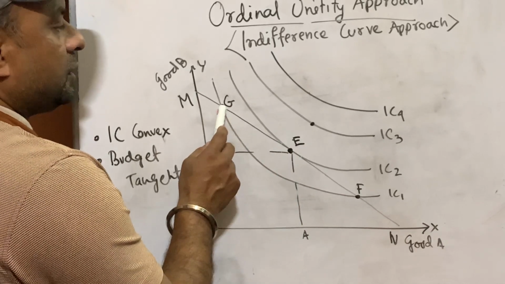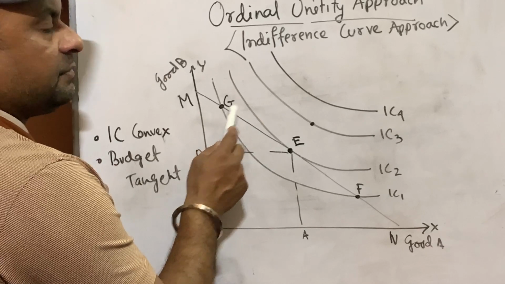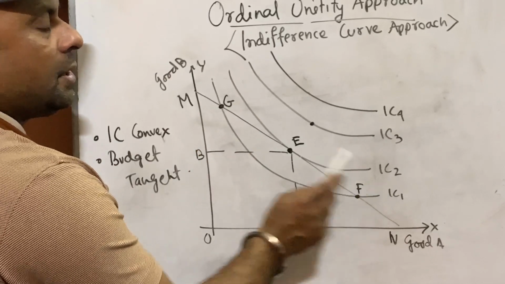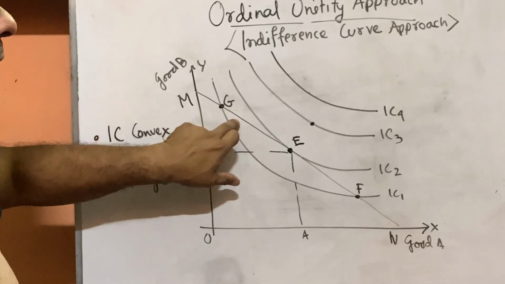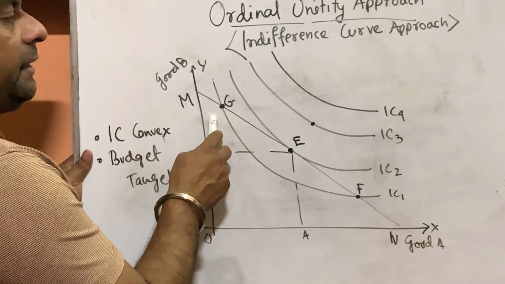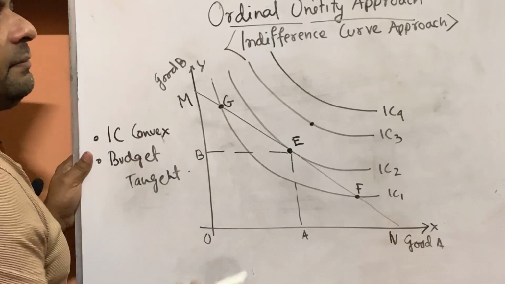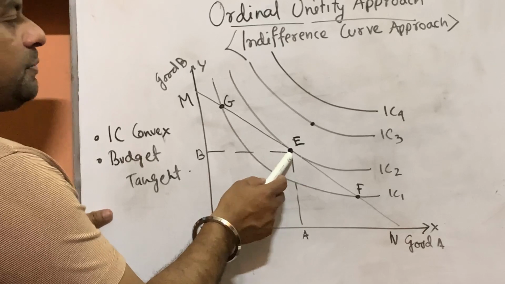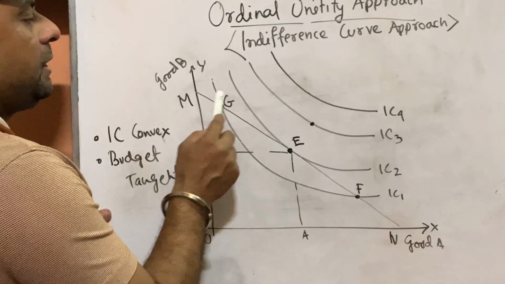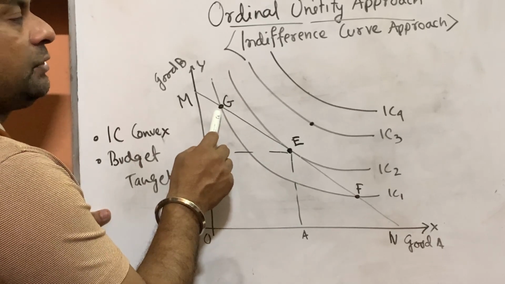Because of why? Because G is on a lower indifference curve. G lies on the lower indifference curve, IC2. So through spending the same amount of money, why would he take less utility? Consumer's target is to reach maximum satisfaction, we learned earlier. So through spending the same amount of money, why would he get less utility?